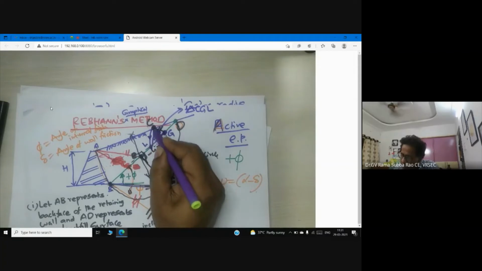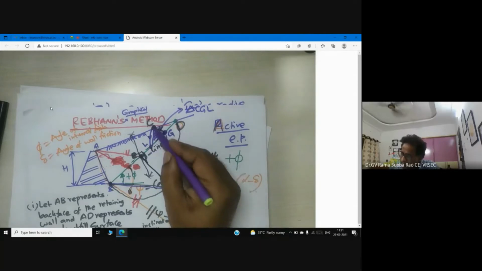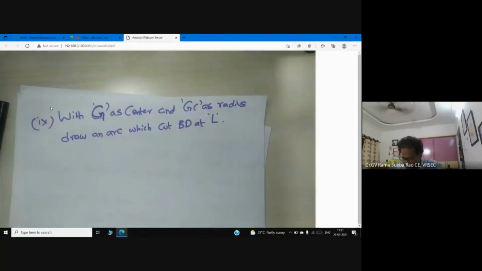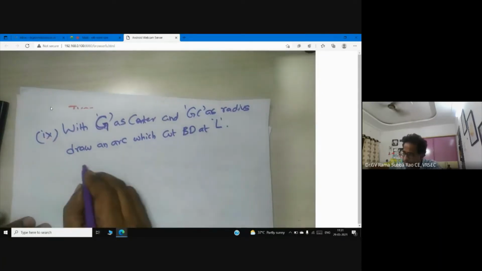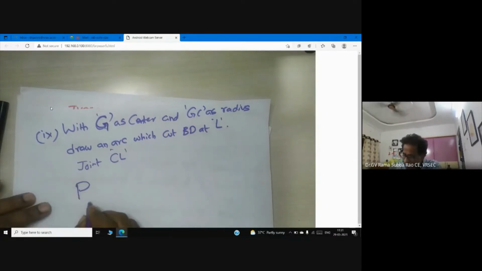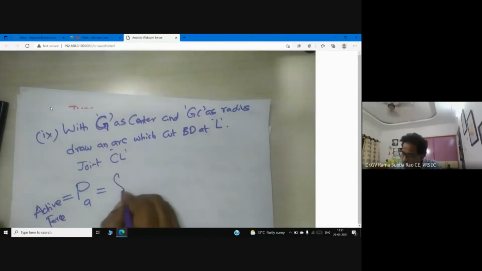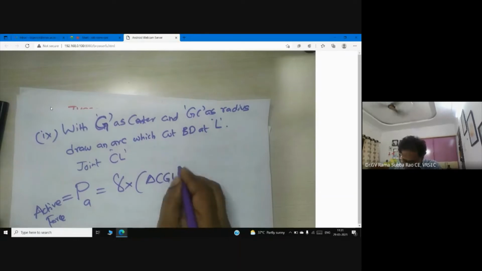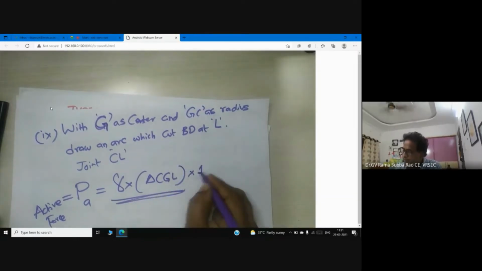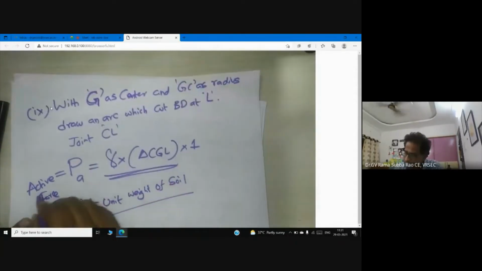This is the way I have transferred this line to the phi line. Now I am getting CZL, that is the area of the triangle. Now join CL, that I have done already. Now active force PA is equal to gamma into triangle CZL into 1, where gamma is the unit weight of soil. This is how to determine active force.